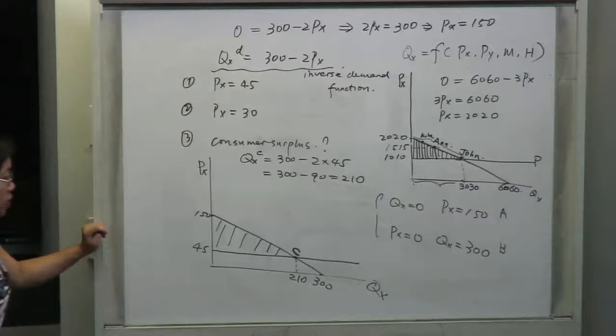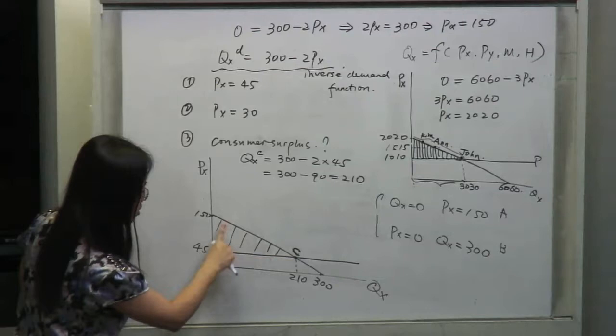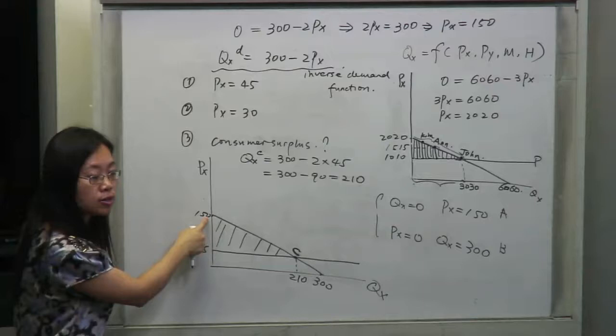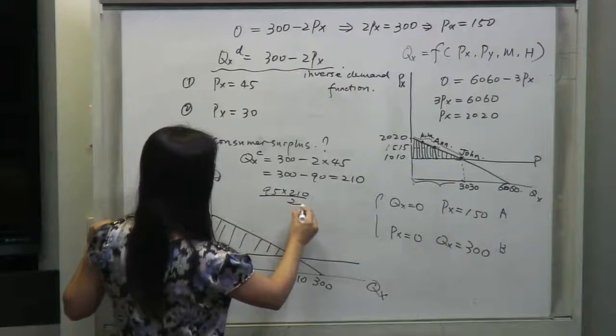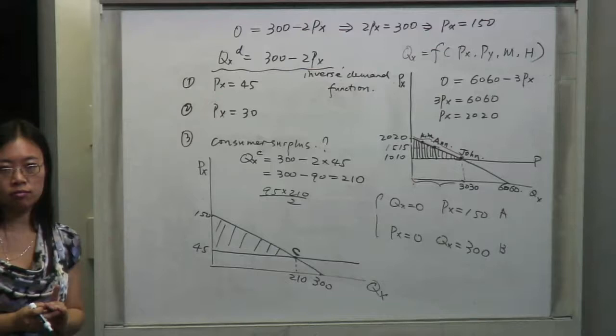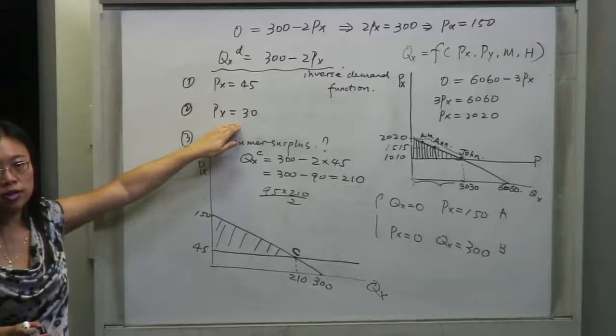So this is 210, which is the length of the base. Now how about the height? The difference between this value and this one is 95. So the area of this is 95 multiplied by 210 and divided by 2. That is the consumer surplus when Px is equal to 45. And then you do the next one, Px equals 30, with the same procedure.